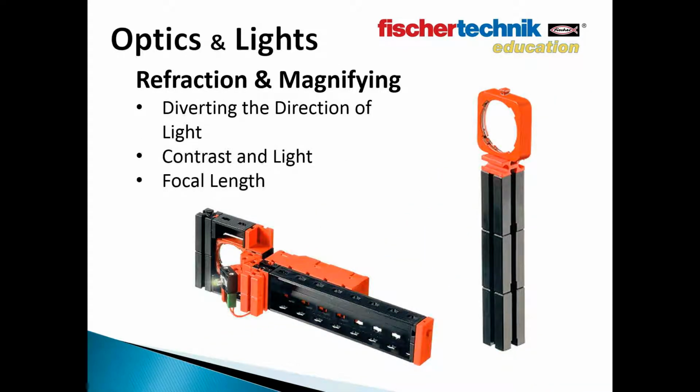Students will begin by learning about bending or diverting the direction of light, which is known as refraction. To do so, they will build and work with two different magnifying devices, one with simply a single lens and one that adds a light to it. Students will learn how the addition of light increases the contrast between light and dark points, and by doing so, causes the object being magnified to appear in sharper focus. They also learn how thicker lenses have a shorter focal length than thin lenses because of how they refract light to a greater extent.